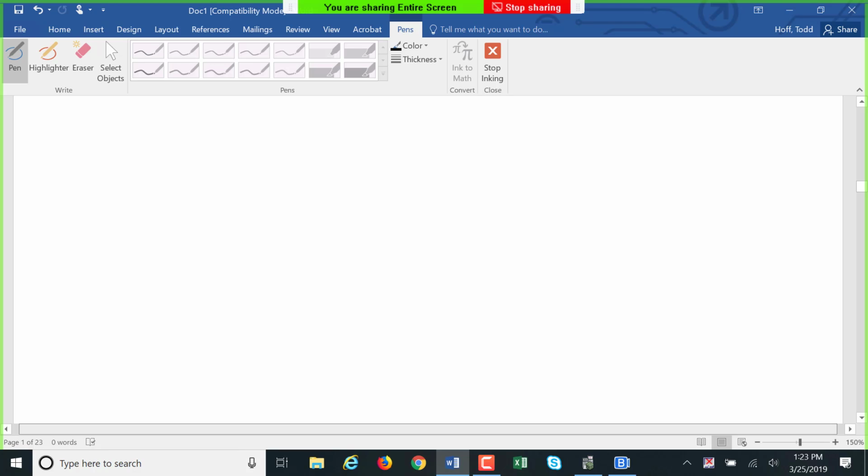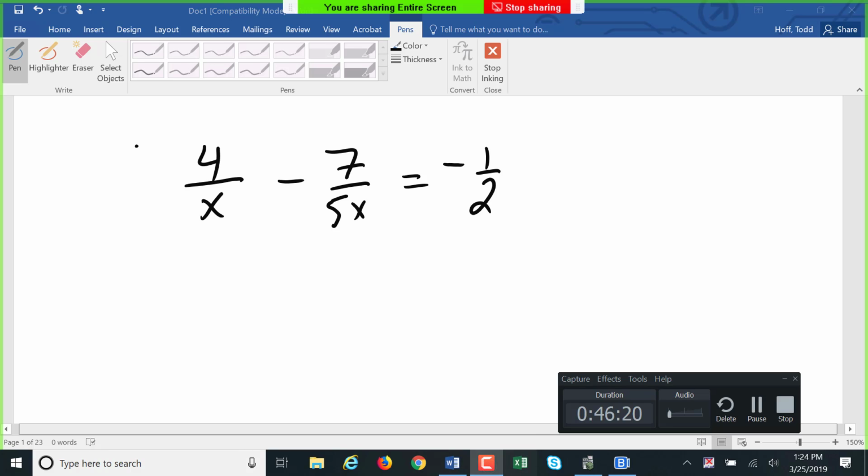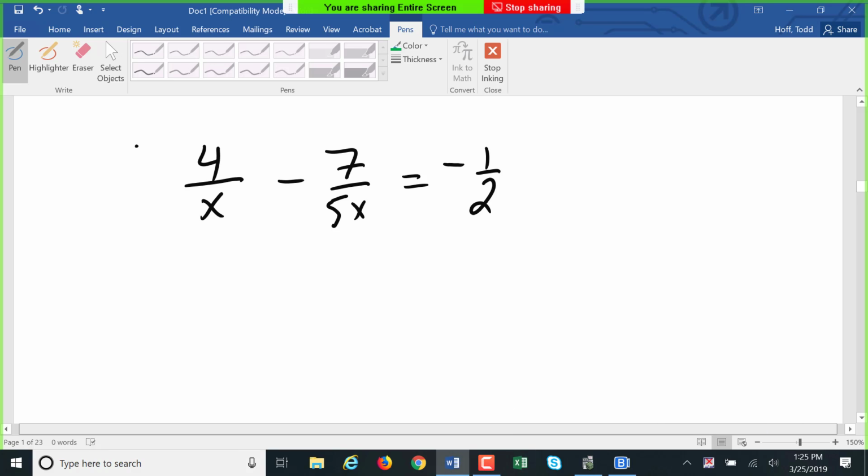Why don't you try this one? Four over x minus 7 over 5x equals negative 1/2. I'll give you a minute or so on that one. What'd you get as our common denominator here? 10x, good. So 10x times 4 over x?